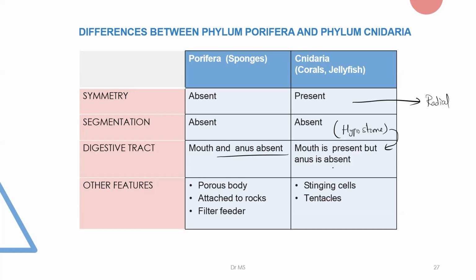And other features: Porifera have a porous body attached to rocks, and are filter feeders. So what they do is take food from the water. That means all this organic matter is dissolved in the water, and they will filter this organic matter from the water and digest it. That's why they are called filter feeders. Whereas here, Cnidaria will use stinging cells and tentacles. They also release certain toxins that will paralyze the predator.